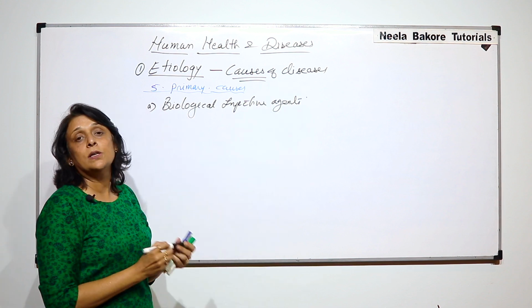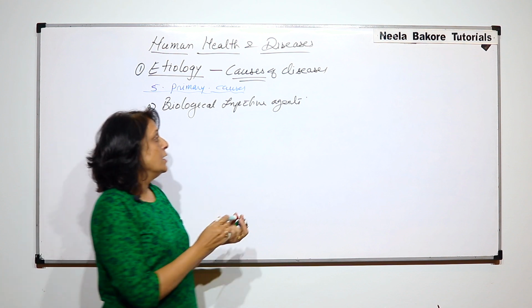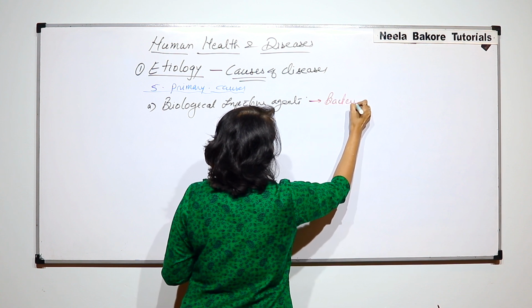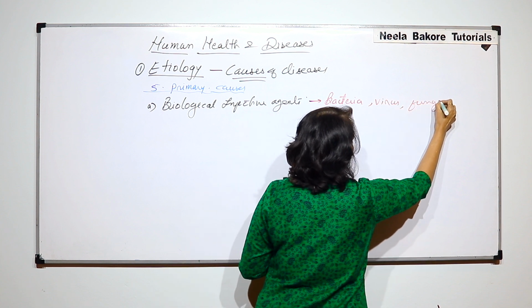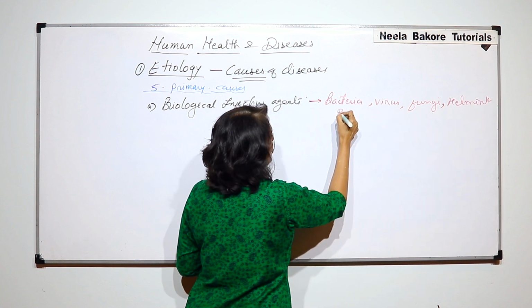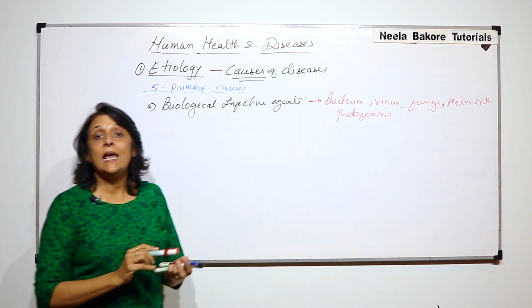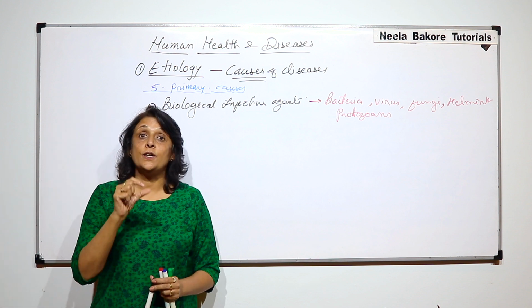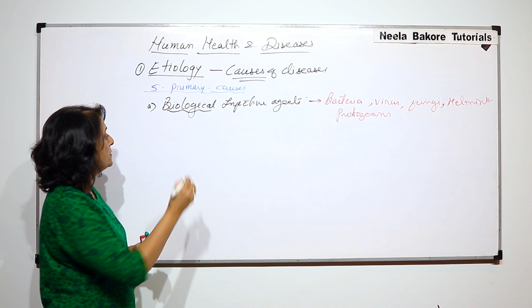Now, when we say biological infective agents and they are responsible for causing the diseases, so which are those agents? Under this, we will take bacteria, viruses, fungi, helminth, and protozoans. So these are the biological agents which are responsible for causing diseases. So this becomes our first cause, that is the biological agents which are responsible for causing diseases.